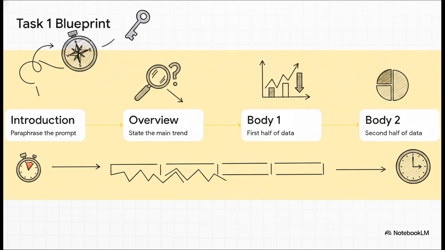That's it, and try to keep it between 150 and 180 words. If you write less than 150, you're going to lose marks. But if you write more than 220, there's actually no benefit at all. You're basically just stealing precious time away from Task 2.